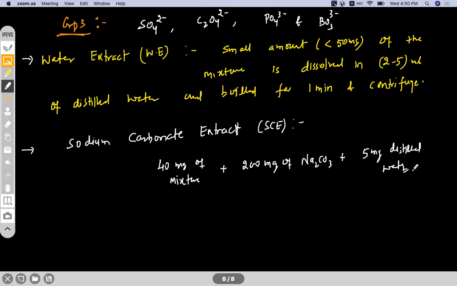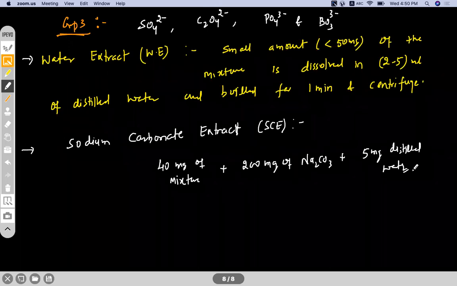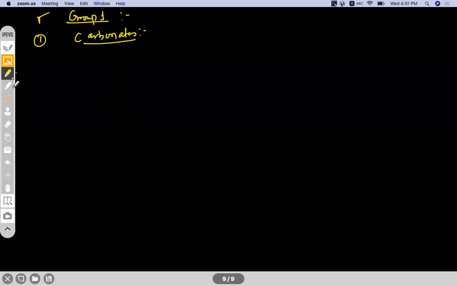Okay. Now, one by one, we'll see all these anion groups: group one, what anions are there, what are the methods, then group two, and then group three. So in group one, I'm taking carbonate ion, carbonates.